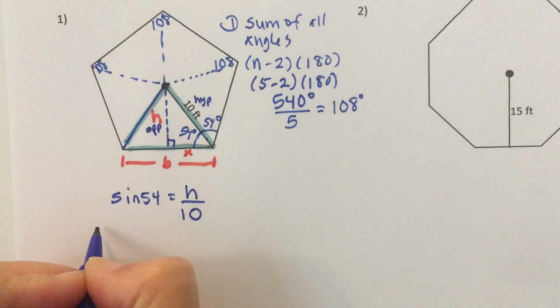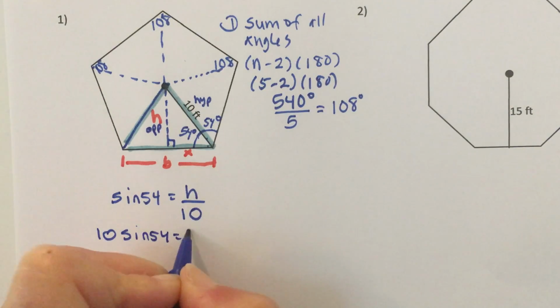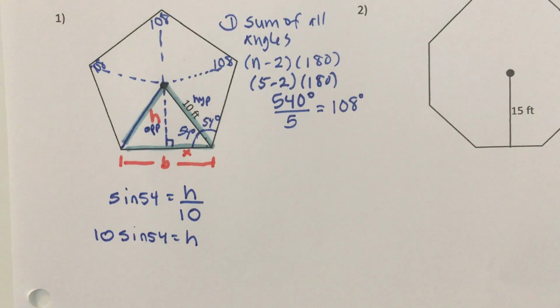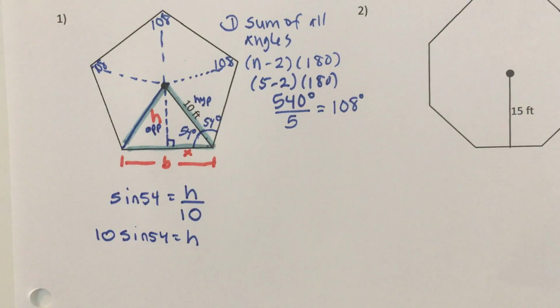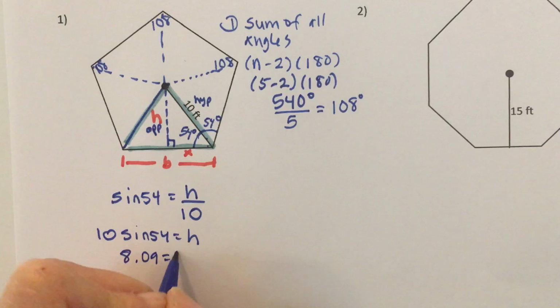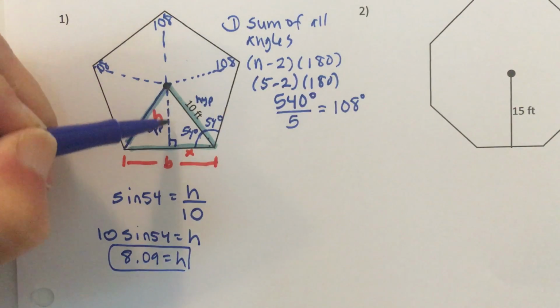You're going to cross multiply, and then you just type that into your calculator. In degree mode, hold on, I'm in the wrong mode. Type in 10 sine 54 and round that to the hundredths. So you get 8.09 is the height of the triangle. So that's this right here, the height.